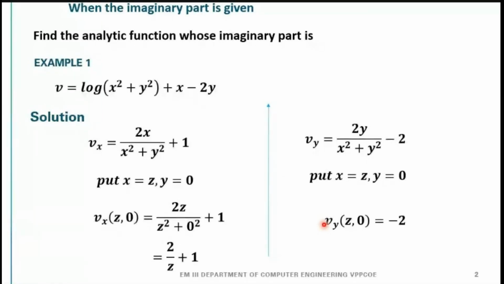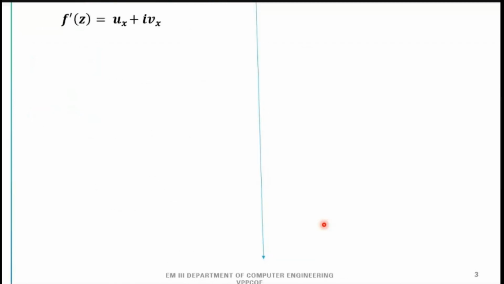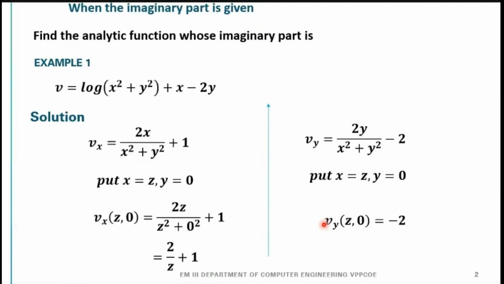How did we write f dash of z in general? When f of z is u plus iv, then f dash of z becomes ux plus i into vx. So I'll write f dash of z is equal to ux plus i into vx. Now what was ux in the previous step? We had ux as 2 by z plus 1 and vy as minus 2.